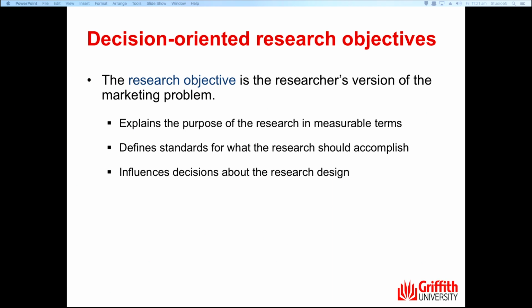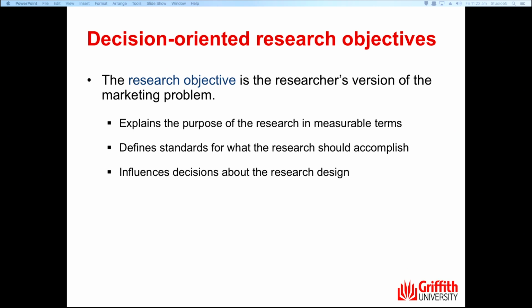The next one is really the research objective, which is the researcher's version of the marketing problem. Remember, at the beginning, you have to look at the nature and importance of the problem, not just the symptom. Once you've determined the unit of analysis and the relevant variables, now you can start looking at the objective. So the objective is basically your version of the marketing problem.